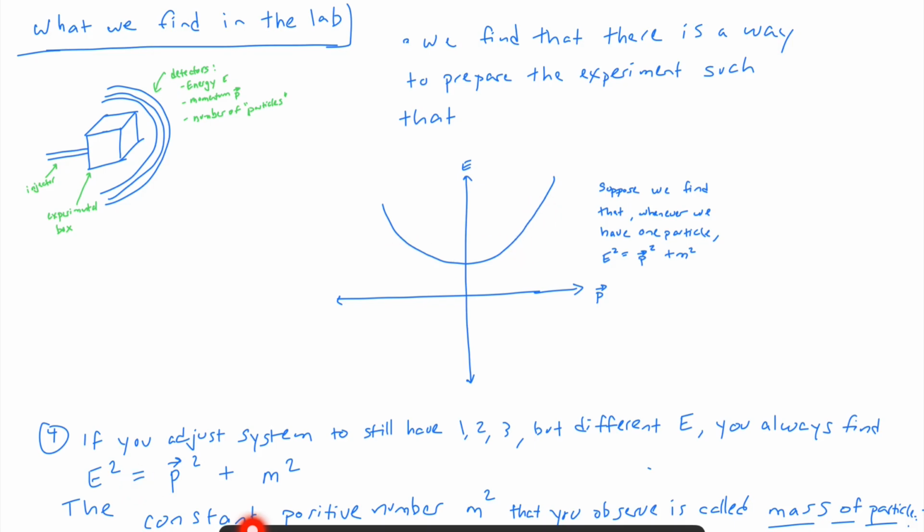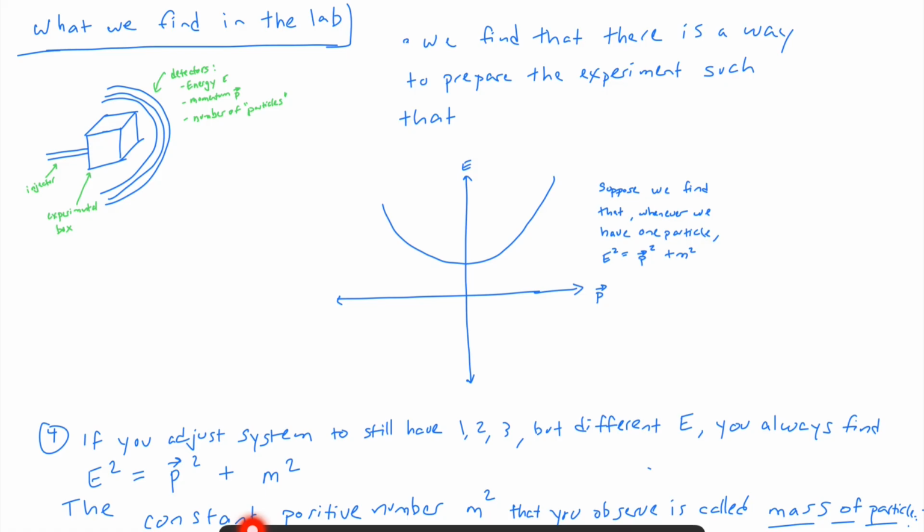And the relationship you'll get experimentally is E squared equals P squared plus, offset from the axis by this amount, your M squared. And this constant positive number, M squared, that you observe is called the mass of the particle. The whole setup here, when you do this, is called a particle. We assume that there's something that we're injecting here, which we call a particle. We obviously have some intuition as to what that means, but from an experimental standpoint, we're just going by clicks and things like that in a quantum system. We call that setup a particle.